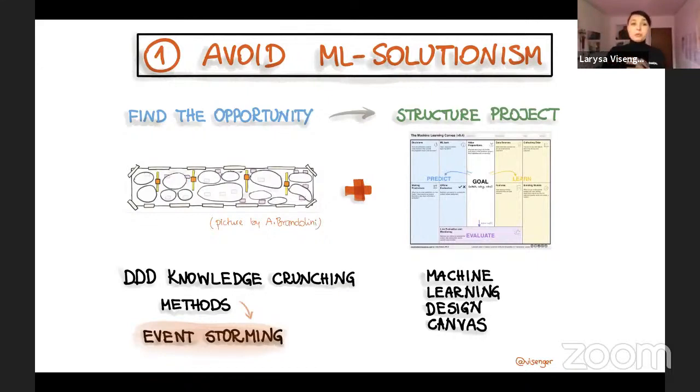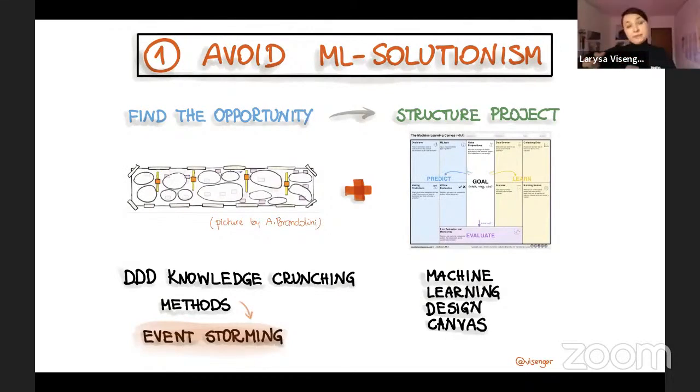So what we did, we combined two parts. Our first part is we took domain-driven design knowledge crunching methods. We took event storming method and combined it with machine learning design canvas, which is developed by Louis Dorard, and used event storming as knowledge crunching to understand the system, to dissect the system on an atomic level, to understand all processes and workflows in the system, and identify the pain points or problems in our system.